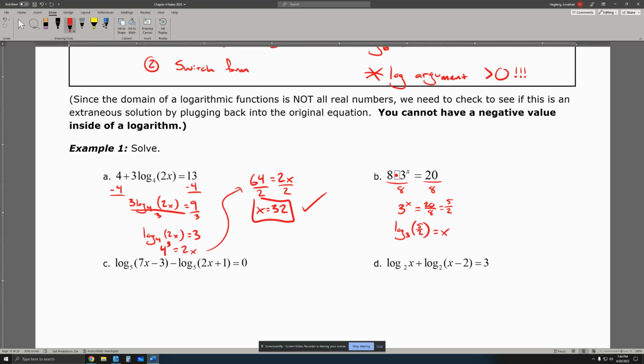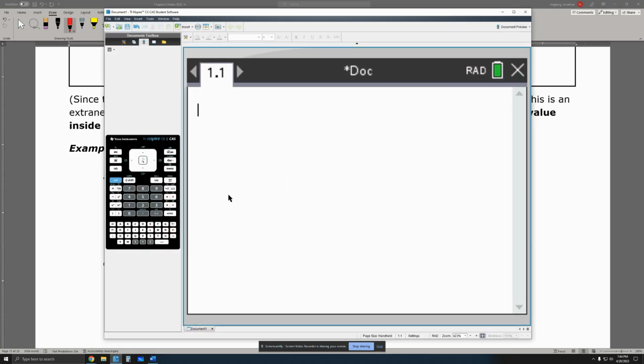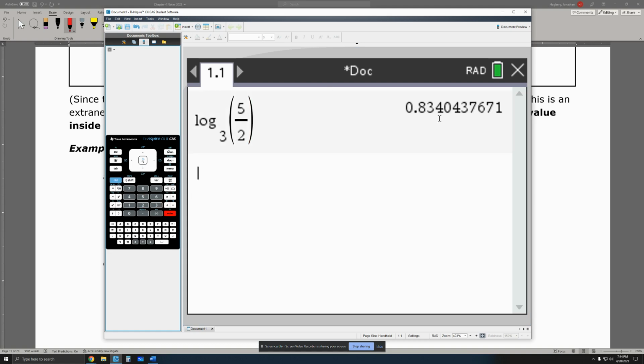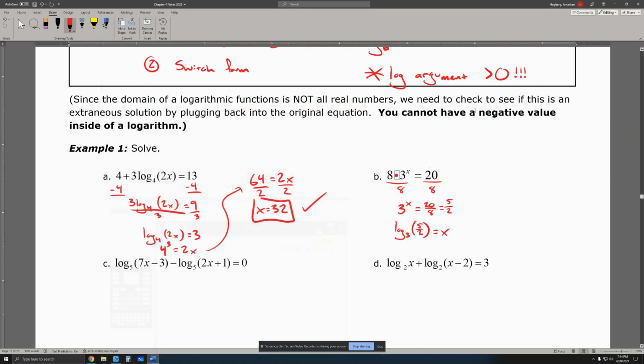Now 5 halves is not a perfect power of 3, and so we have to use our calculator in order to solve this. So head over to your calculator, open up a new document. Once you do, we're going to start a new log. Log base 3 of, I'm going to do control divide, 5 halves. And I'm going to hit control enter to get a decimal approximation. I get 0.834. So x is equal to 0.834.